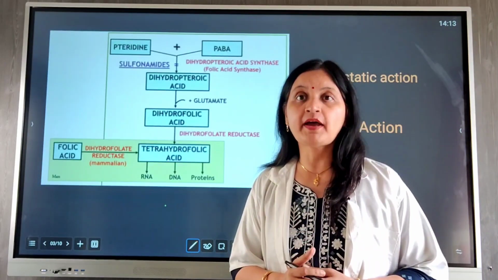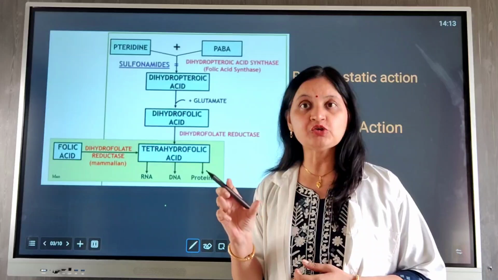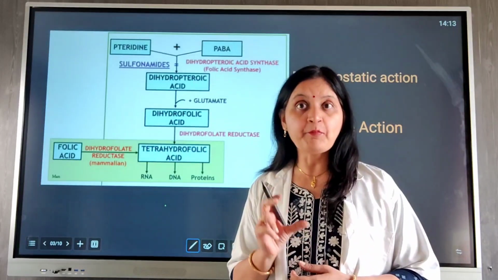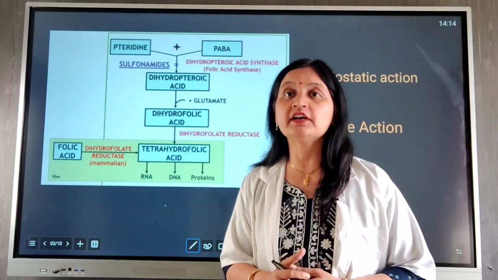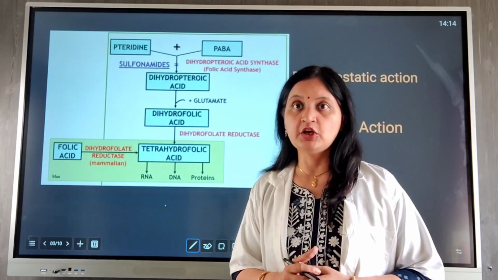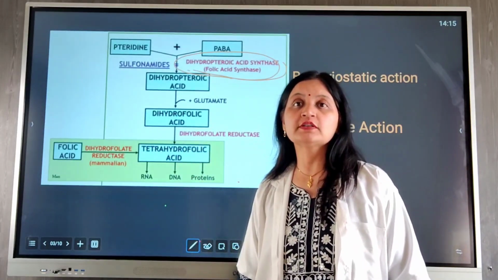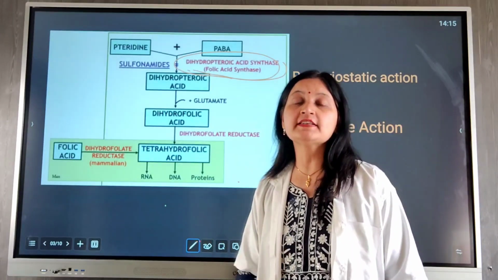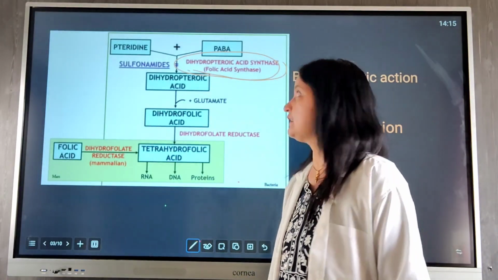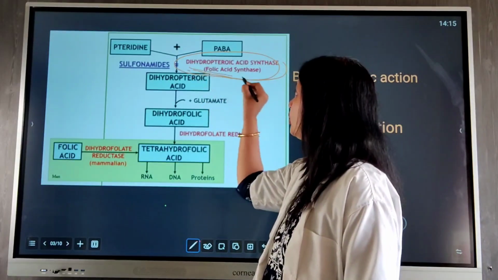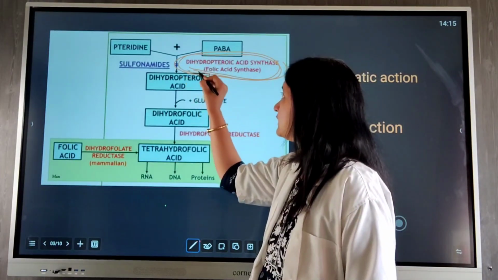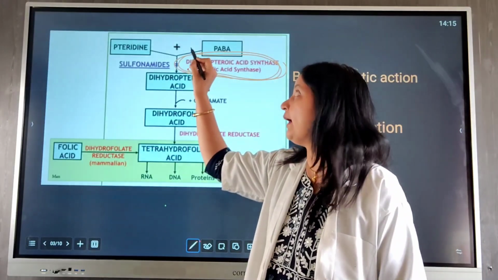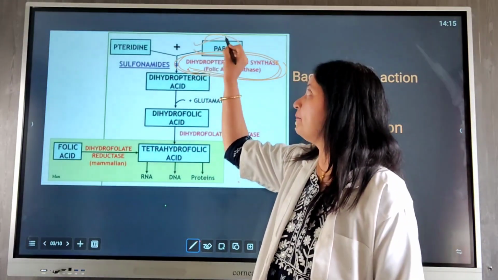Like most sulfonamides, which are synthetic bacteriostatic agents, they are effective against a wide range of gram-positive organisms and many of the gram-negative organisms. So this is the figure that shows the folic acid synthesis by bacteria, and the crucial enzyme that is responsible for folic acid synthesis is dihydropteroate synthase. This is the crucial enzyme that utilizes para-aminobenzoic acid or PABA.